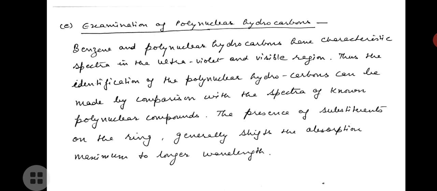Then next is the examination of polynuclear hydrocarbons. Polynuclear hydrocarbons and benzene have characteristic spectrum in the UV and visible region. Thus, the identification of the polynuclear hydrocarbons can be made by comparison with the spectra of known polynuclear compounds. The presence of substituents on the ring generally shifts the absorption maximum to longer wavelengths.